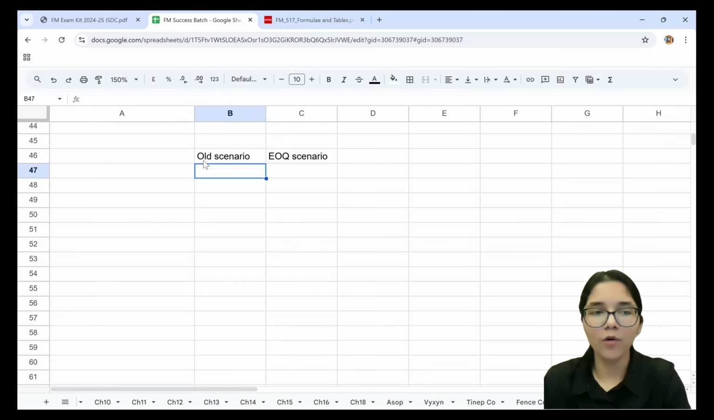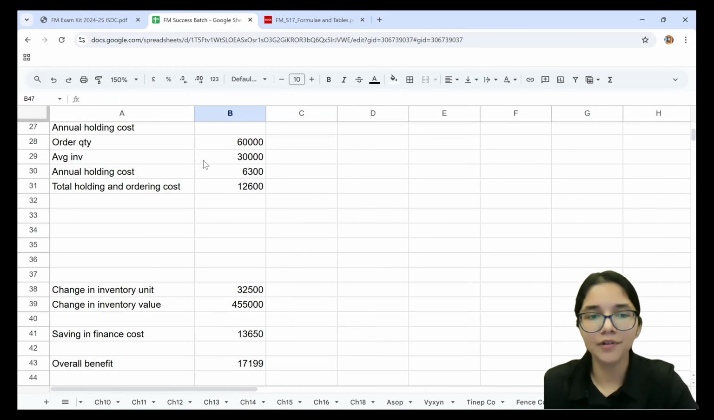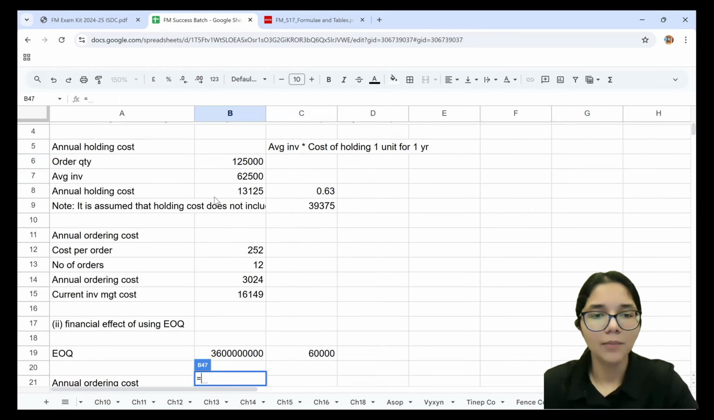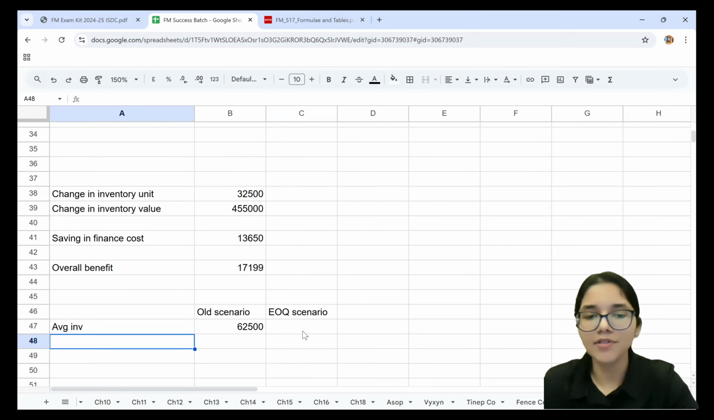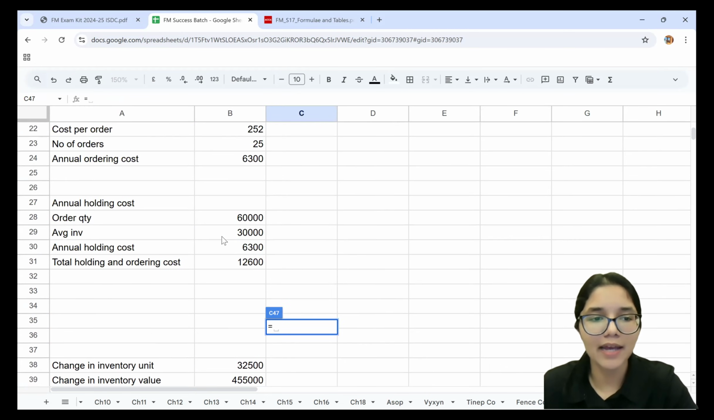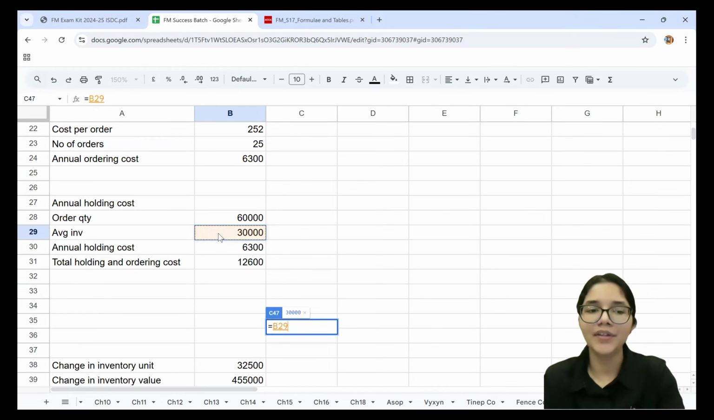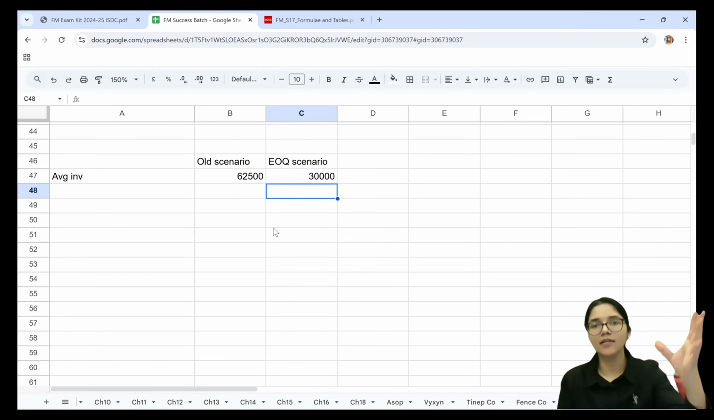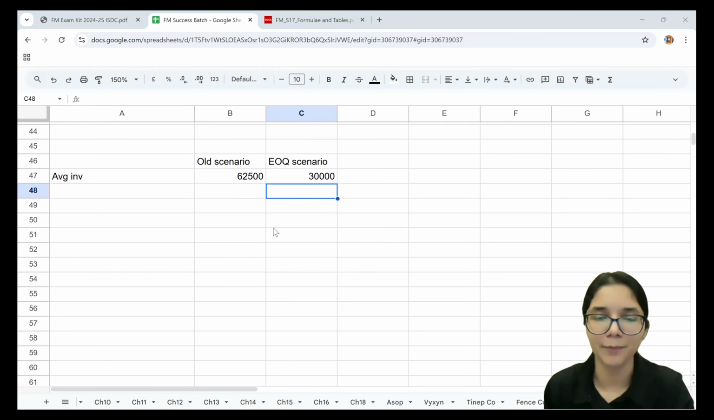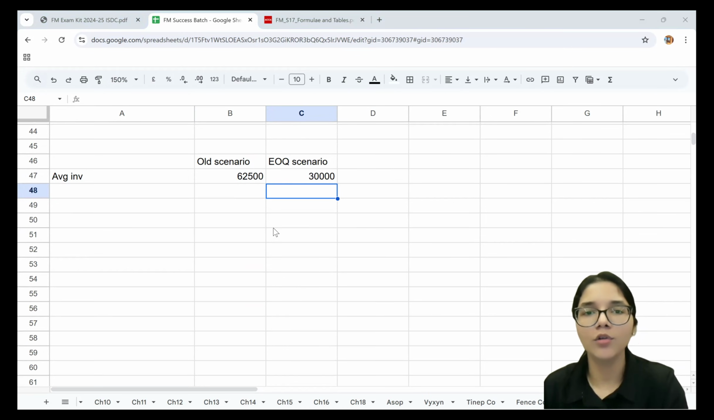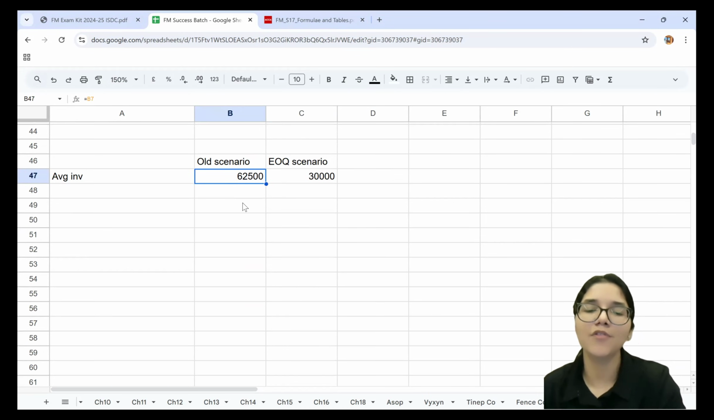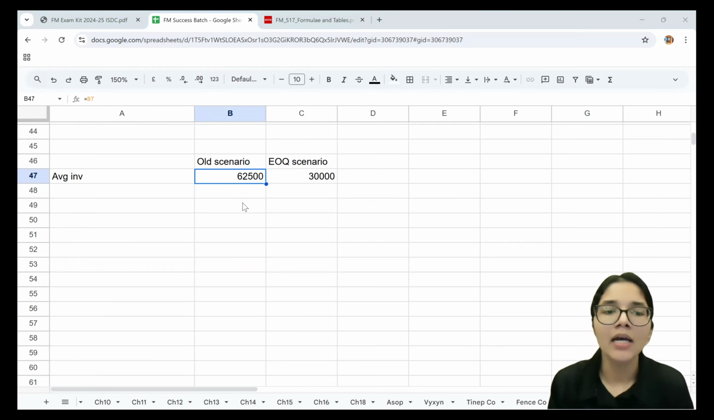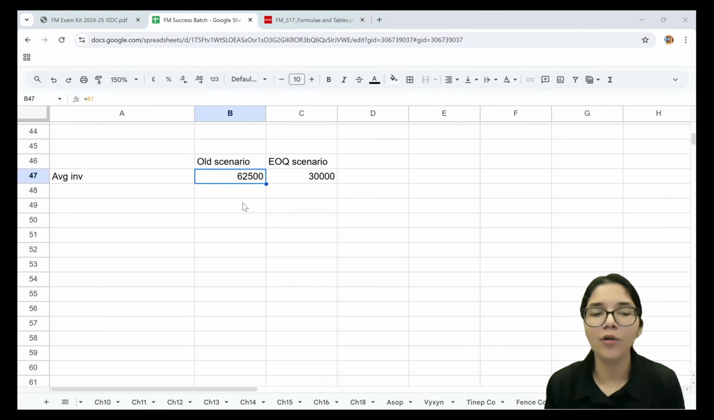So if I talk about my old scenario, my average inventory, which I had calculated above, used to be 62,500. And if I talk about my EOQ scenario, my average inventory is now 30,000 units, right? So far, we've computed exactly what we had done in the parts above. I've just written it in this table. Now, if earlier I wanted to borrow money to have 62,500 units in my average inventory, how much money would I have to borrow from my OD to get 62,500 units from the market?